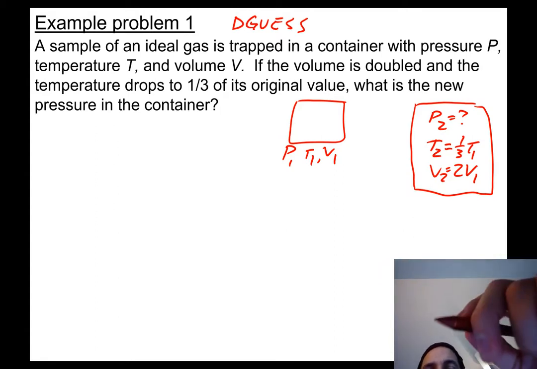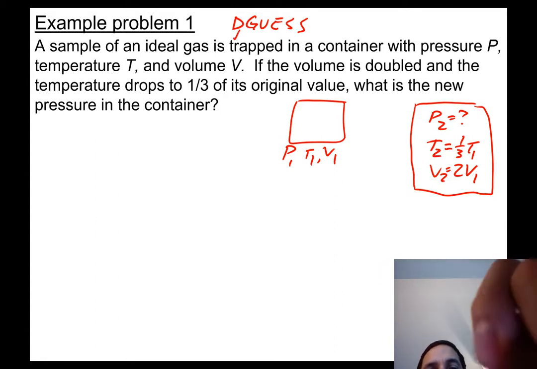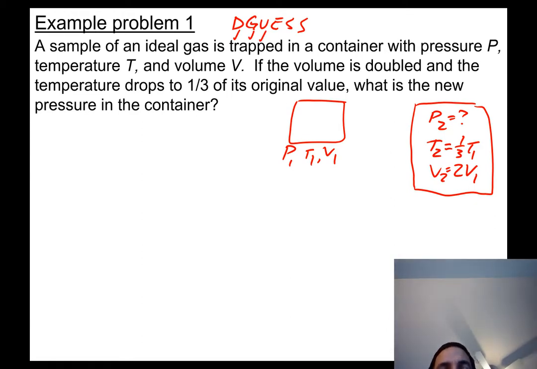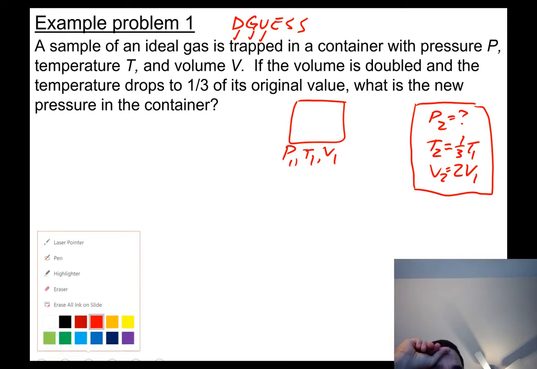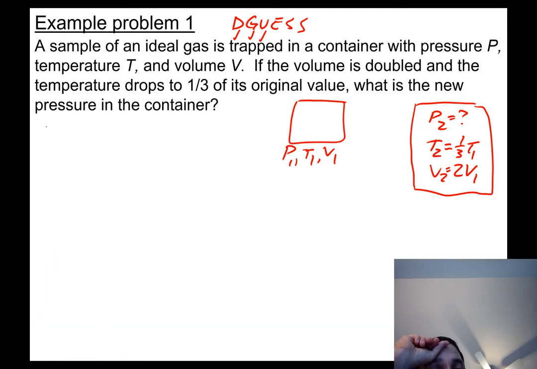So notice actually in this scenario, what I've done is I've given the drawing. In doing the drawing, I've also done the givens and the unknown. Okay, so how do we solve this? This is where the useful form of the ideal gas law comes into play. Let me go with a different color here. I'll go with blue. Notice the original ideal gas law says this, right?